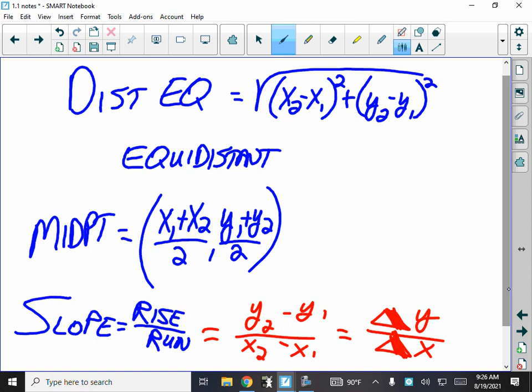Distance equation. Good? Okay. Equidistant means the same distance, or equal distance. So I know for a fact that on one of the problems I want you guys to try today, it's going to say that there are 4 points and A and B are equidistant to C and D, or something like that. So that means you would have 2 of those distance equations and just put an equal sign between them.